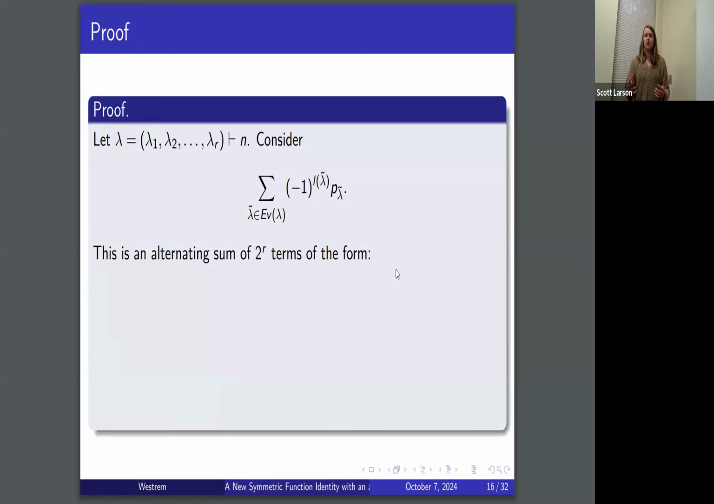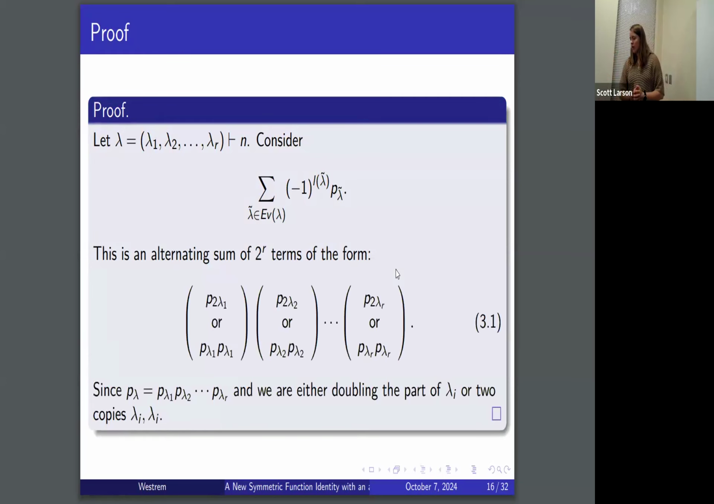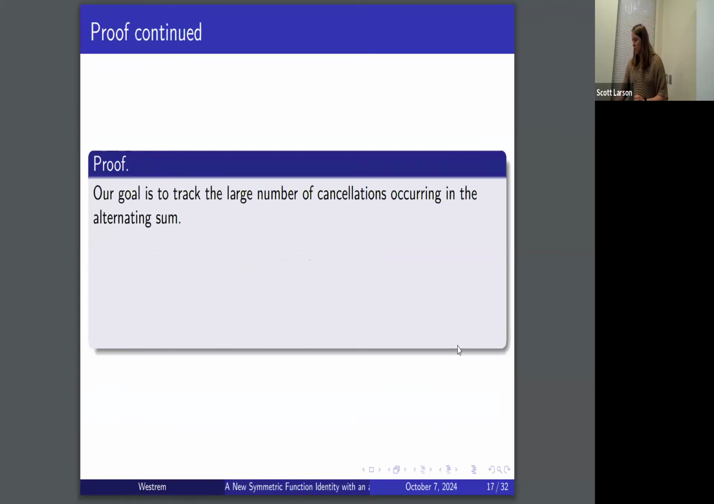So let's look at the proof illustrating what's happening. When we have this alternating sum of 2 to the r elements, essentially what's happening when we make that expansion is that we're making choices. For each part, whichever one you're writing in first, we either have p sub 2 lambda 1 or 2 copies of it. And we do that for each part of lambda, through lambda r. So we're either doubling each part or making 2 copies here. Those are our choices from the start.